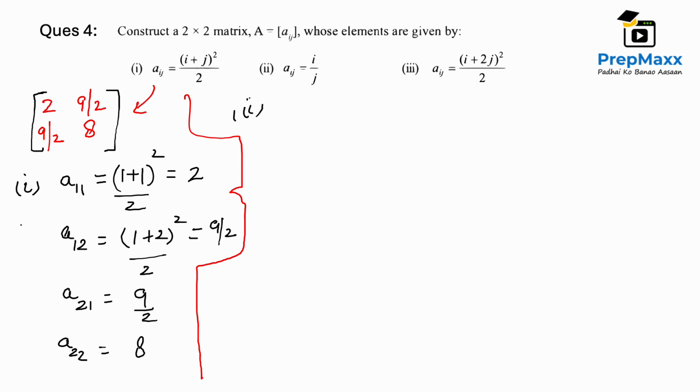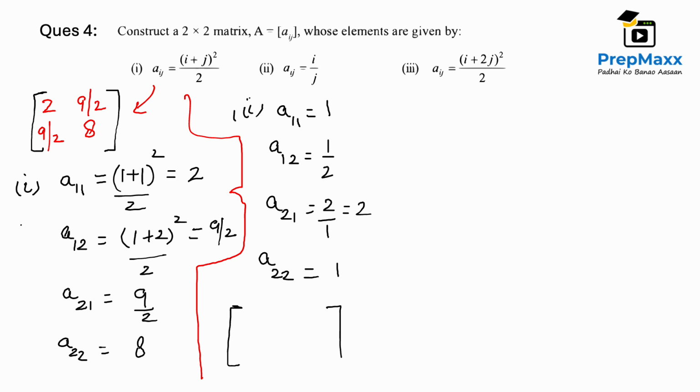So i over j, that is the general formula. So a11 is going to be just 1, a12 is going to be 1 over 2, a21 is going to be 2 over 1 or just 2, and a22 is going to be again 1. So what is going to be the matrix here? So that is 1, 1 by 2, 2 and 1, right?